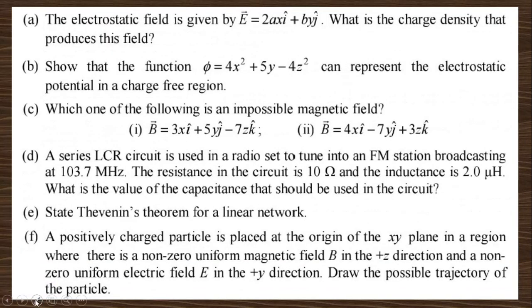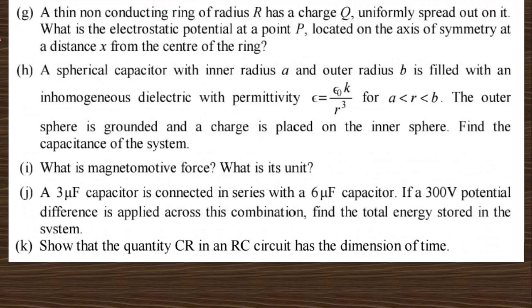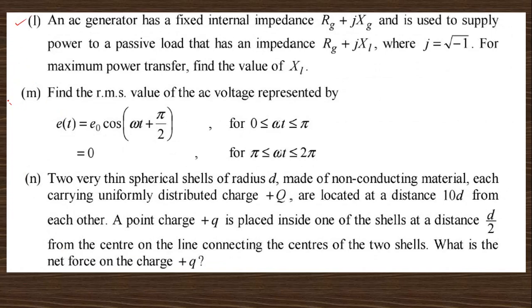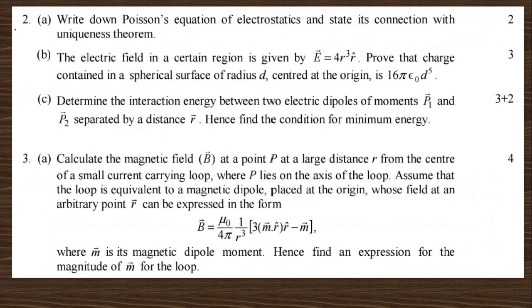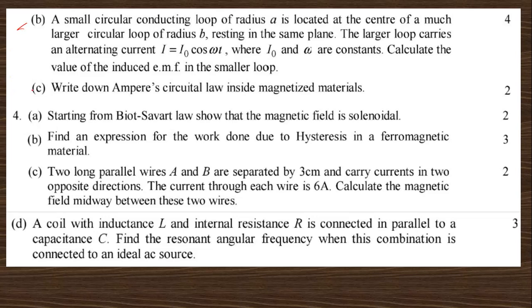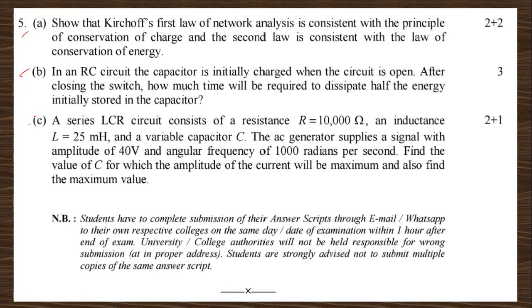So this is question number 1, parts A, B, C, D, E, F, G, H, I, J, K. Right? So you need to solve these questions first. After that, L, M, N. Right? So these are the 2 marks questions, and then solve 2 A, B, C, 3 A, B, C, then 4 A, B, C, D, and 5 A, B, C. Clear?